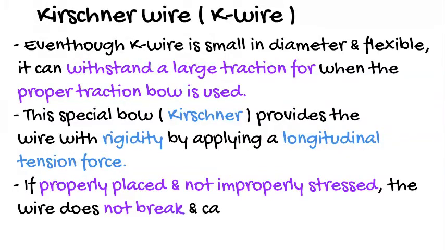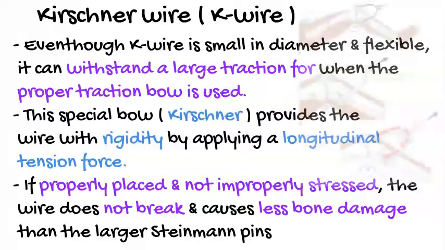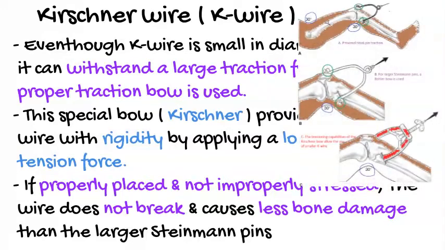It provides the wire with rigidity by applying a longitudinal tension force. If properly placed and not improperly stressed, the wire does not break and causes less bone damage than the larger Steinmann pin. Based on the illustration, for proximal tibial pin traction, for shaft of femur fracture, for a larger Steinmann pin usage, the Böhler bow is in use, where the knee is flexed at 30 degrees.